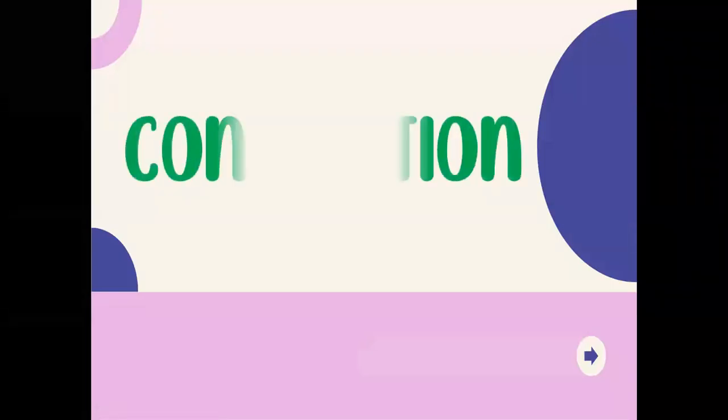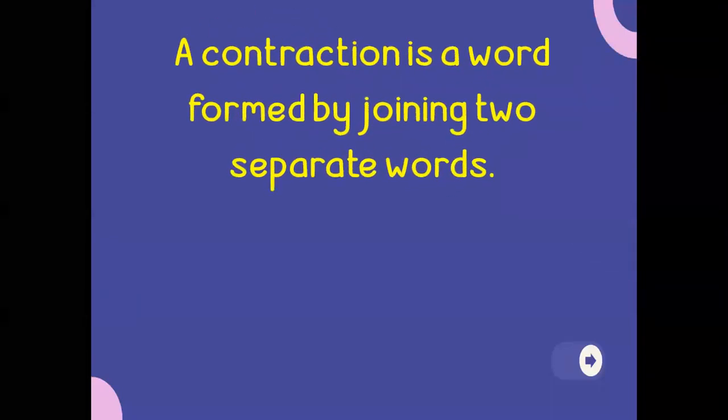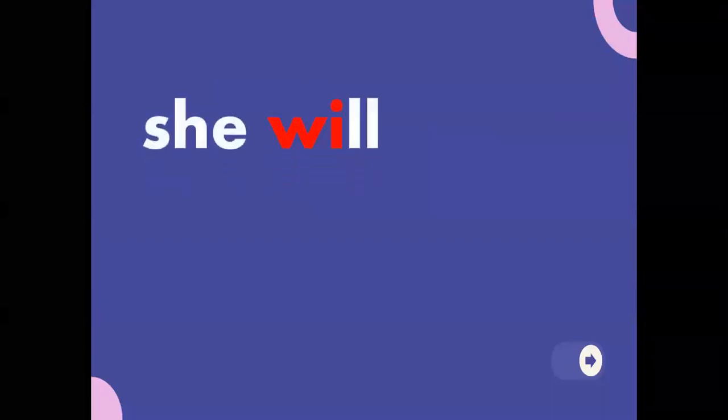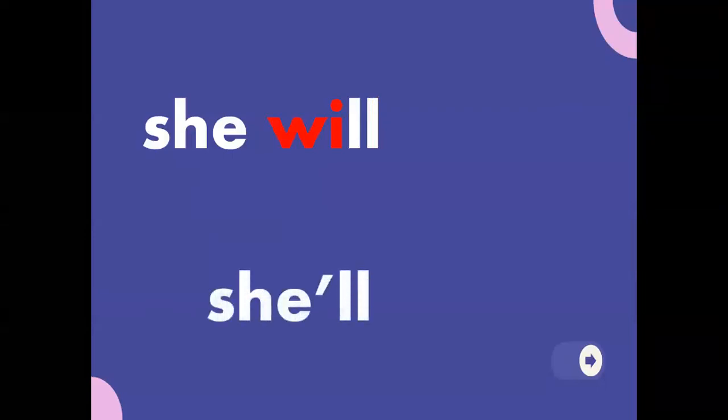Today we're going to talk about contraction. A contraction is a word formed by joining two separate words. For example, the word she will becomes she'll. Observe the words carefully. Okay? The word is she will, and then it becomes she'll.